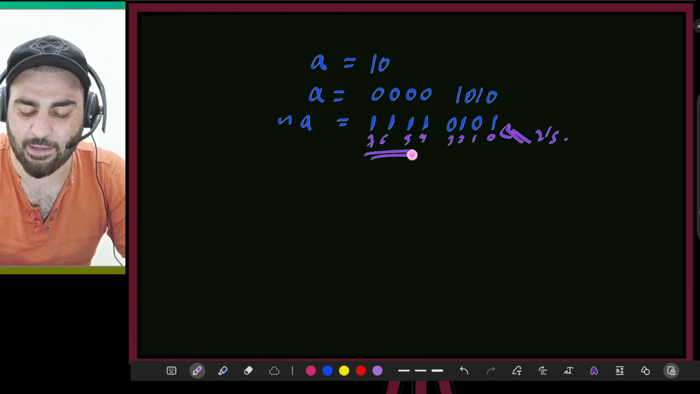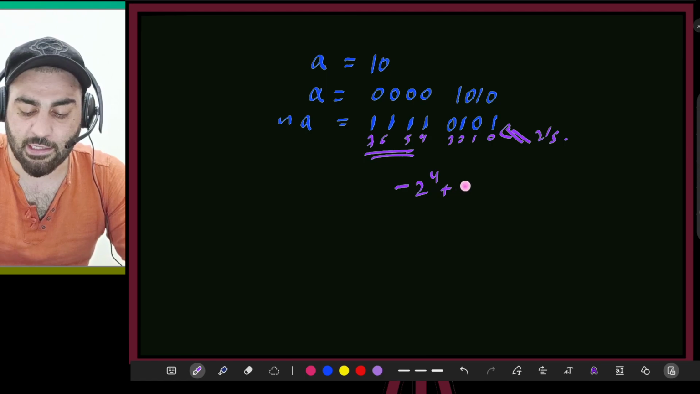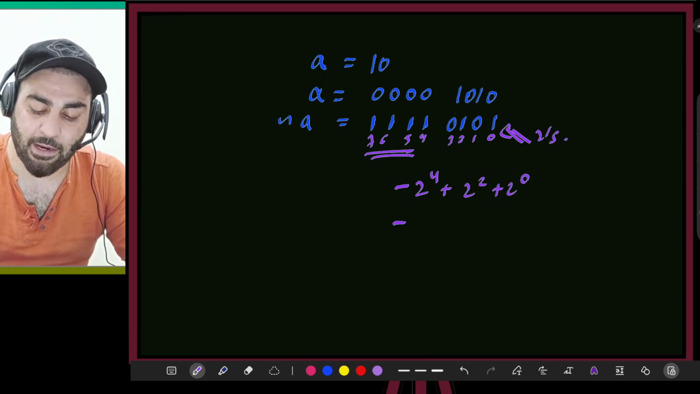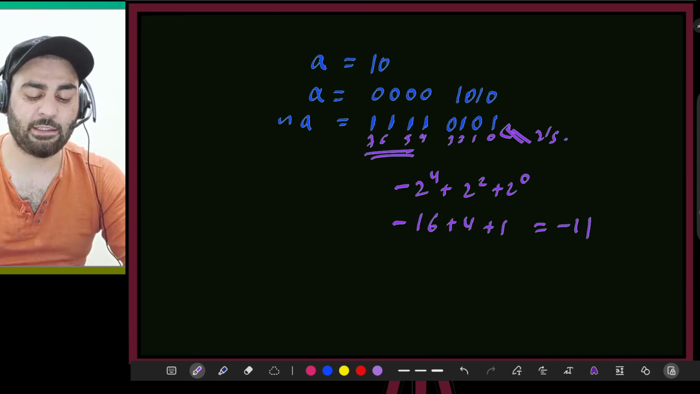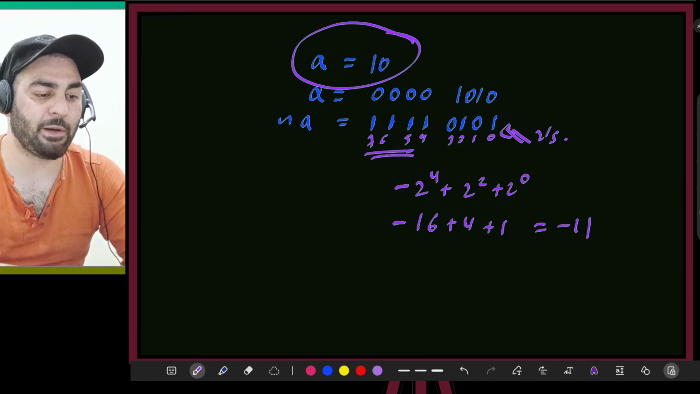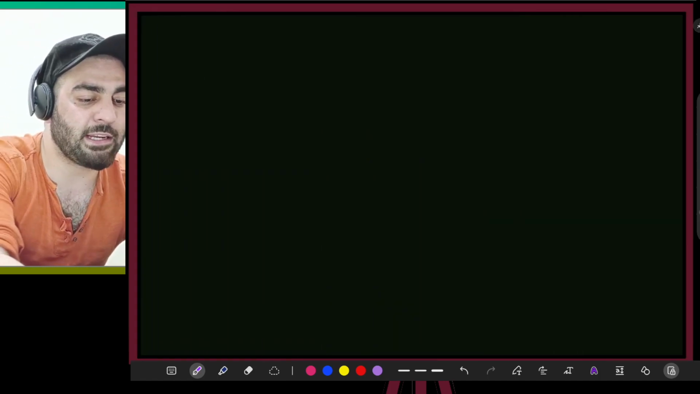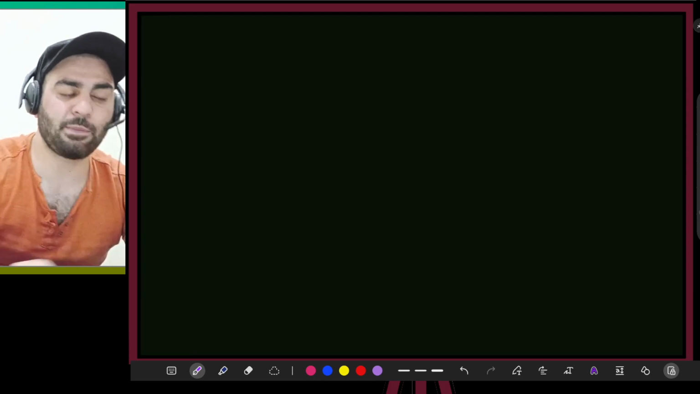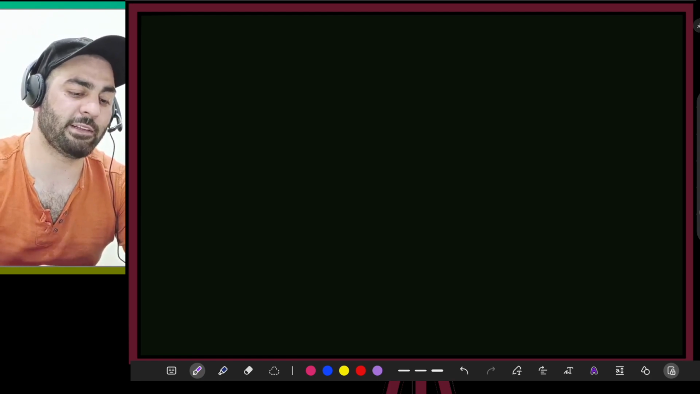Now you know that these leading bits we don't care about. We'll write minus 2 to the power 4 plus 2 to the power 2 plus 2 to the power 0, which is minus 16 plus 4 plus 1. So this is minus 11. If I write A is equal to 10 and flip it, I'll go to VS Code and show you there. If you see over here, I write A is equal to 10, and if I say not of A, that's minus 11. You can see it over here, that's minus 11.